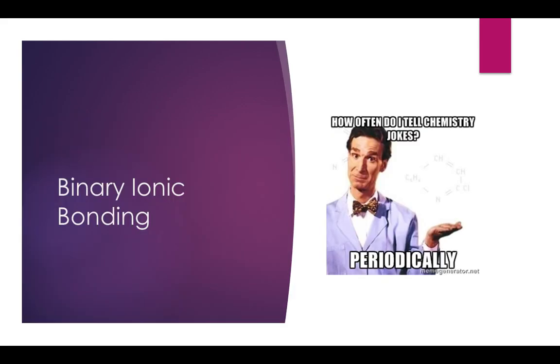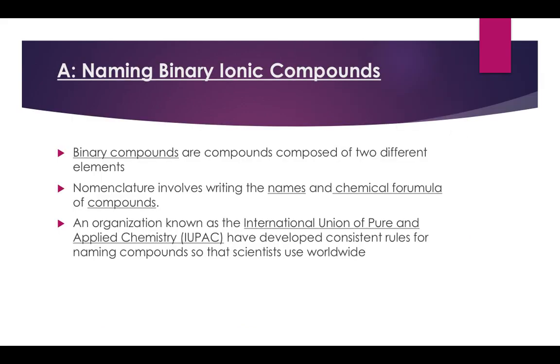Okay, when it comes to binary ionic bonding, this is an ionic bond, which means metal and a nonmetal, formed between two things, and that's what the word binary means. So if you think about binary code, it's just ones and zeros, so two things. If you think about a bicycle that has 2 wheels, binary means 2, so it's ionic bonding between two things. So let's take a look. We're going to start off with naming binary ionic compounds, which we did yesterday.